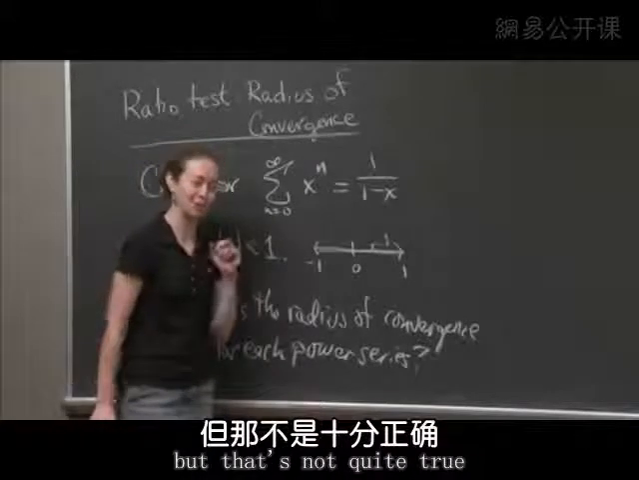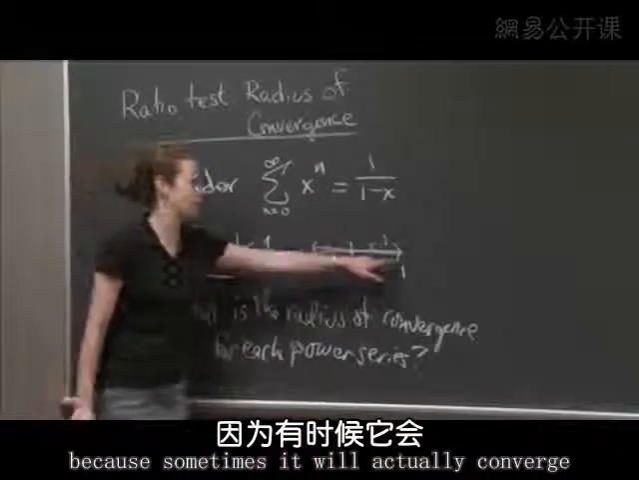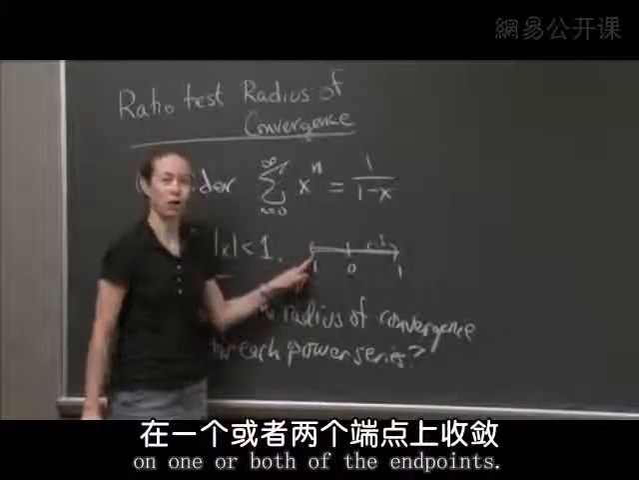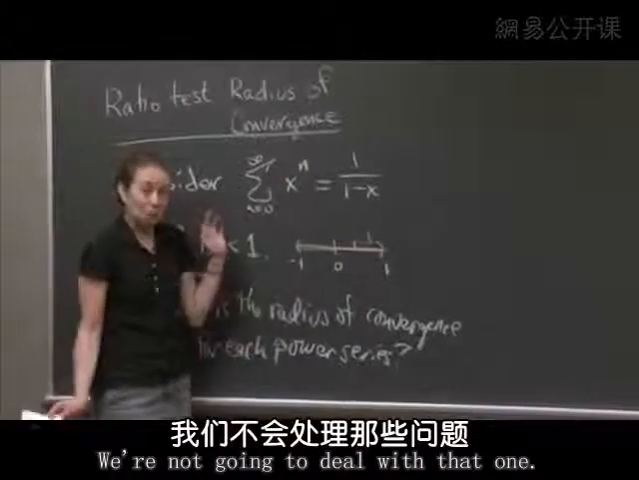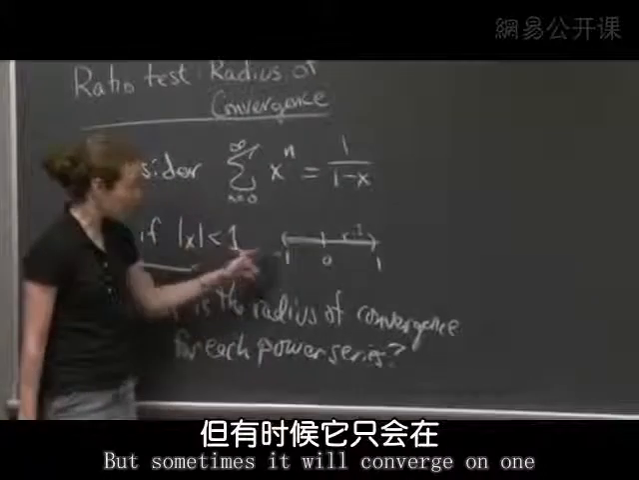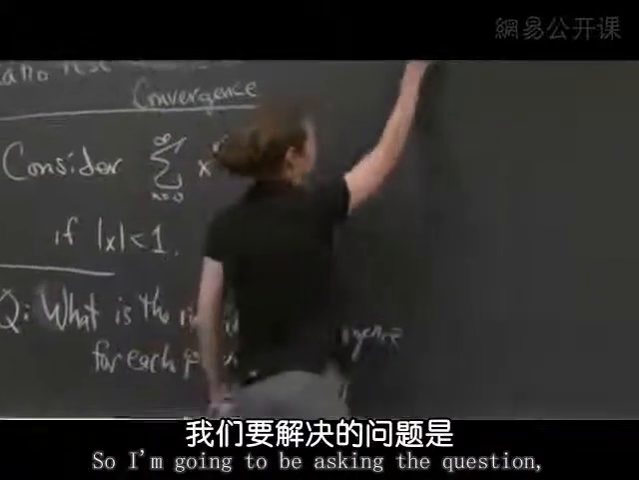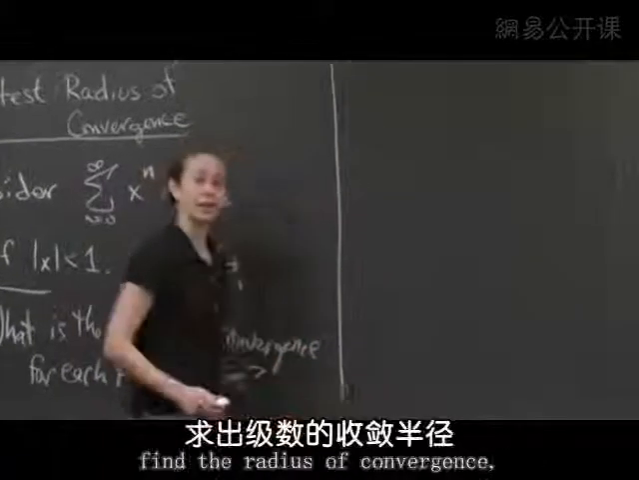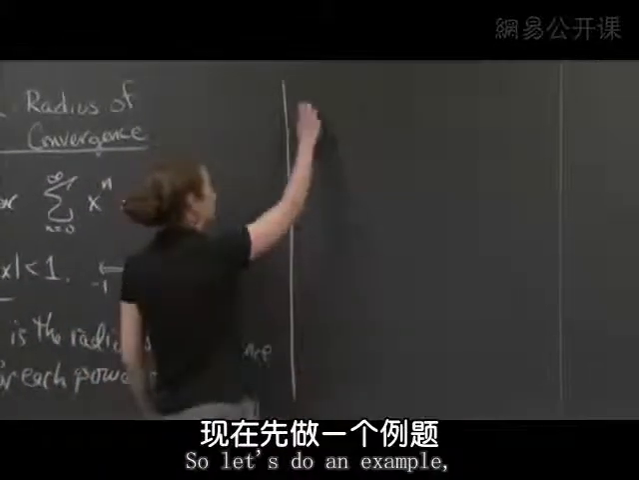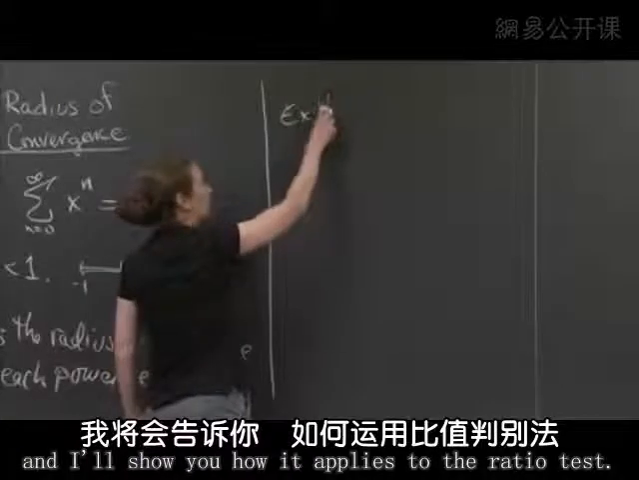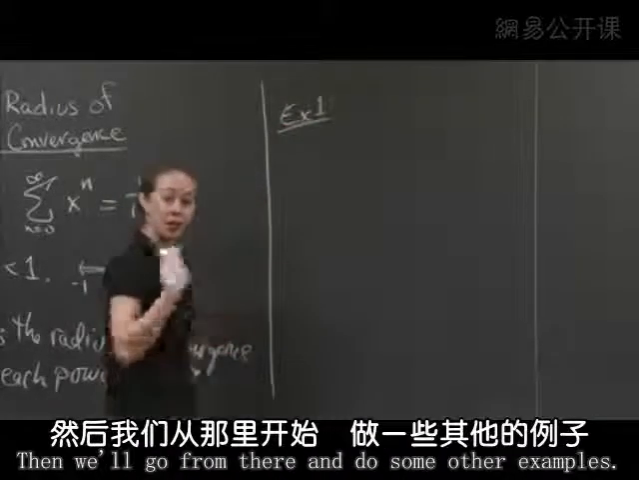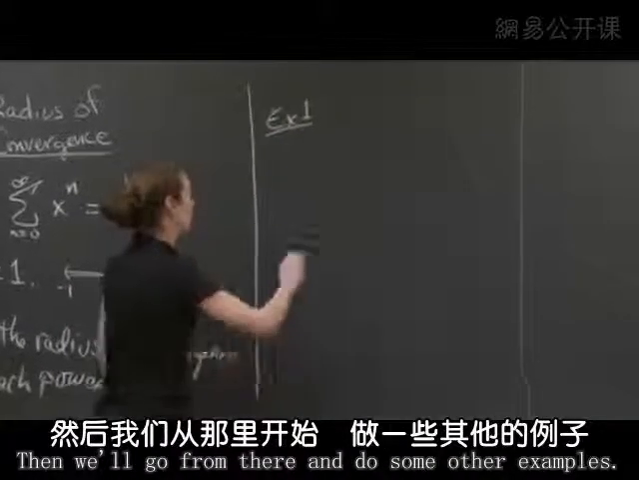I was going to write find the values of x for which the power series converge, but that's not quite true, because sometimes it will actually converge on one or both of the endpoints. We're not going to deal with that one, but sometimes it will converge on one or the other of the endpoints. So I'm going to be asking the question, find the radius of convergence. So let's do an example, and I'll show you how it applies to the ratio test, and then we'll go from there and do some other examples.